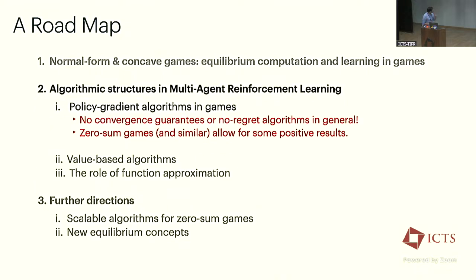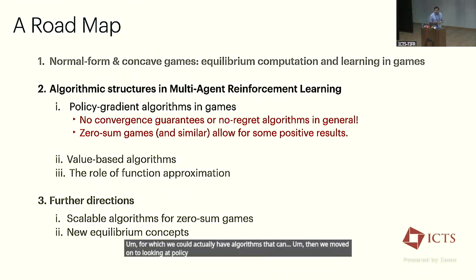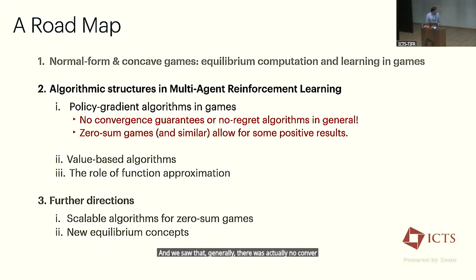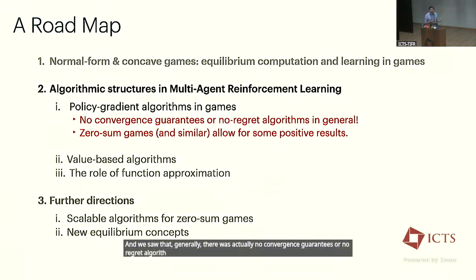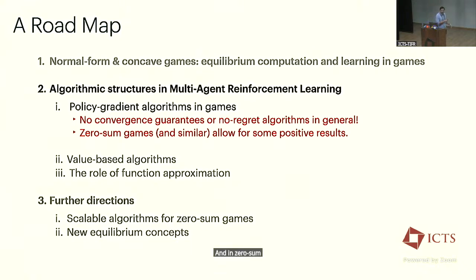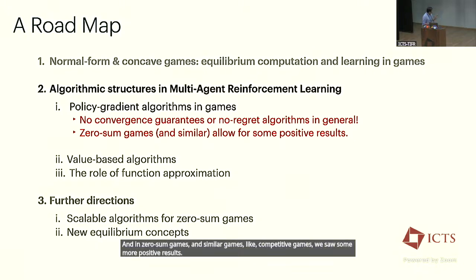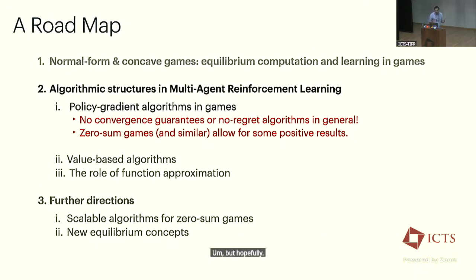converge. Then we moved on to looking at policy gradient algorithms in games. We saw that generally there were no convergence guarantees or no-regret algorithms for Markov games, right? In zero-sum games and similar competitive games, we saw some more positive results. But hopefully the takeaway from yesterday wasn't too negative, even though yesterday was just a bunch of negative results saying how hard this problem is.